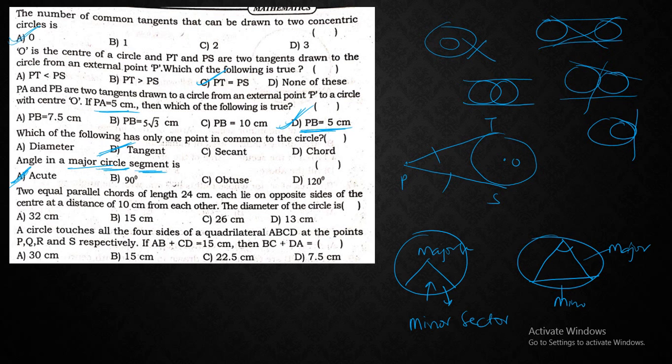Next, two equal parallel chords of length 24 centimeters each lie on opposite sides of the center at a distance of 10 centimeters from each other. Then the diameter of the circle is? So this is the question. What has he given? There is a circle, and there are two parallel chords. Each one is 24 centimeters. Each lies on opposite sides of the center at a distance of 10 centimeters from each other. That means this length is 5 and this length is 5. Now this is nothing but my radius, right?